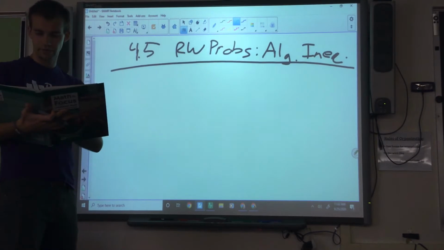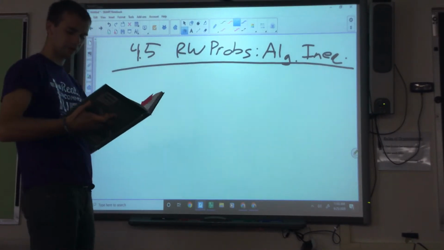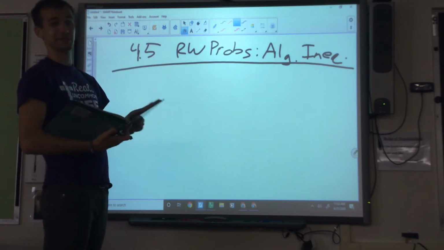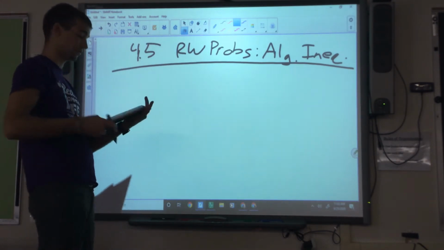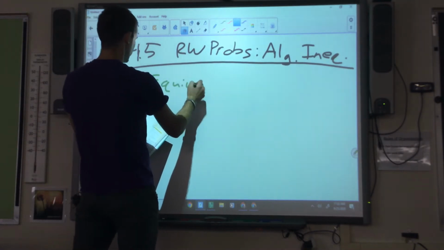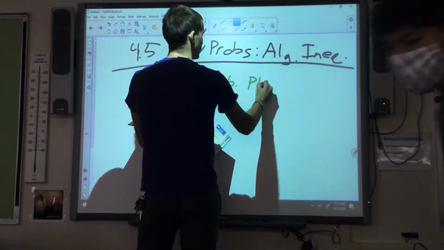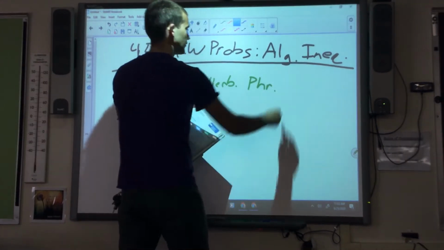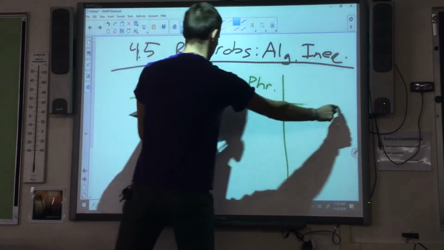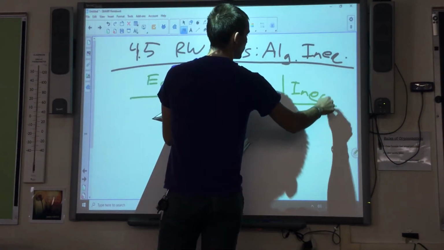Alright, so we've got the phrases on page 235. I'm going to take time to write them down right now. You should also be writing those down in your notes. Equivalent verbal phrases, and then their inequality symbol.